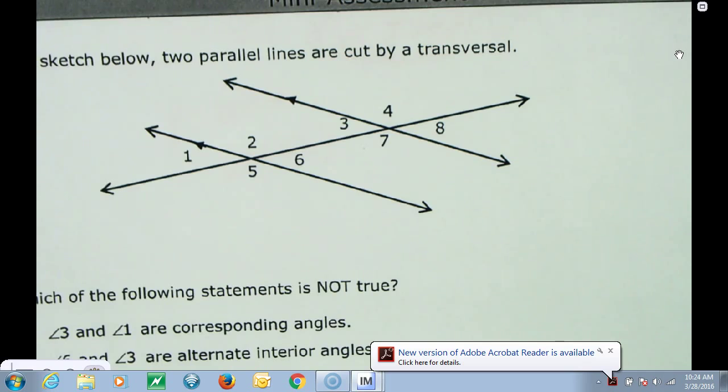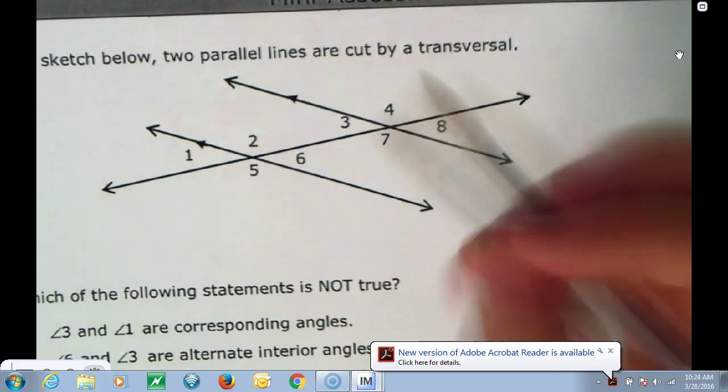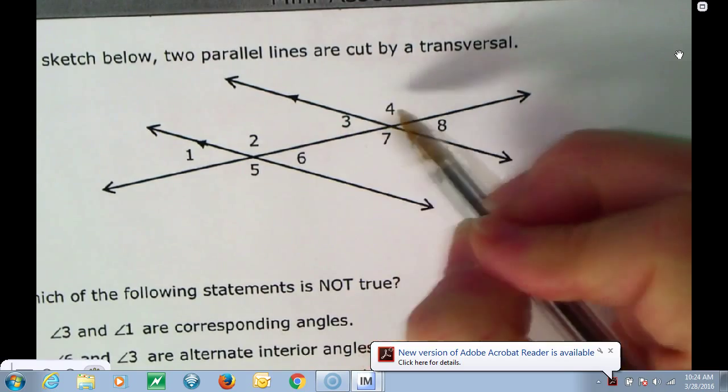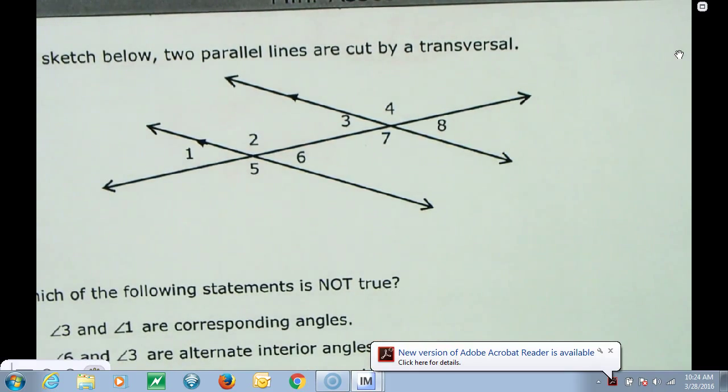Oh dear. Alternate interior. 7 and 2. 3 and 6. And they're congruent. The only ones that are not congruent are supplementary. They add up to 180. So like 3 and 4, they're adjacent angles. They add up to 180. They make a straight line. Come on, guys. Y'all have known that.